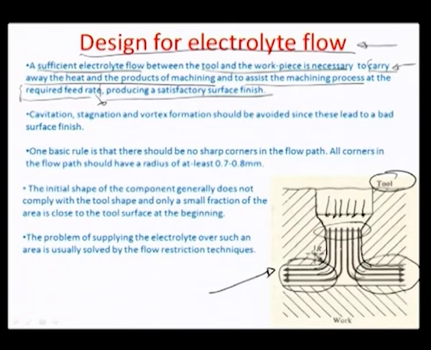However, when you are talking about the flow of electrolyte, particularly past the surface which it is machining, there are of course additional problems that the flow imposes. One is cavitation, stagnation, and vortex formation. Cavitation happens because of bubbles. As you know, electrochemical machining is all about the carrying away of the debris material as precipitate.